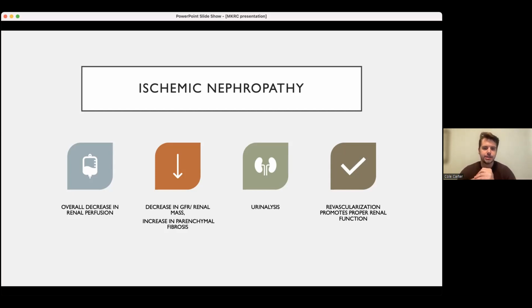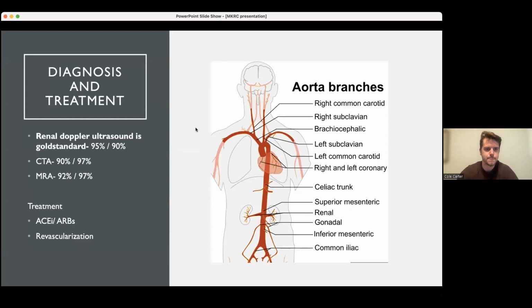When a clinician checks a urinalysis, you'll see proteinuria, which is basically the kidney being unable to filter properly. And then lastly, treatment for this is going to be revascularization, so a surgical technique to promote proper renal function again. And revascularization is the main topic of this presentation, so I kind of want to give you the actual definition in a little bit when we get to it.